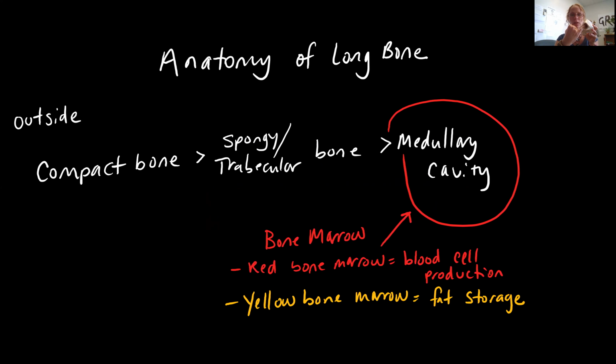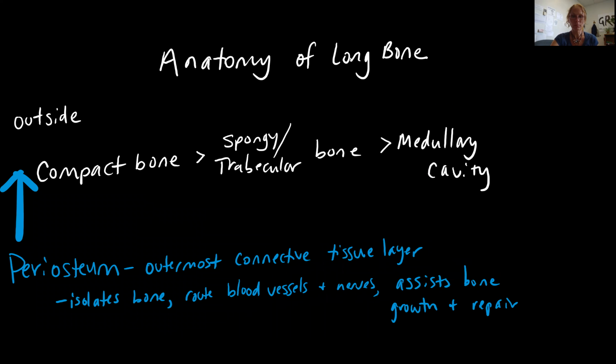Now, inside the medullary cavity or the marrow cavity, you're going to have your bone marrow, and there's 2 types. There's red bone marrow and yellow bone marrow, and I've already referenced these in an earlier presentation. Red bone marrow is where your blood cells are being produced, and your yellow bone marrow is going to be important in storing fat. Now, we actually have a tissue on the outside that's not present here on this dead piece of bone that I have in my hand.